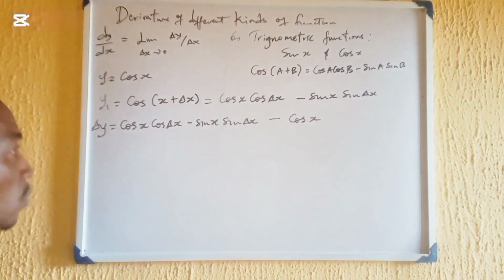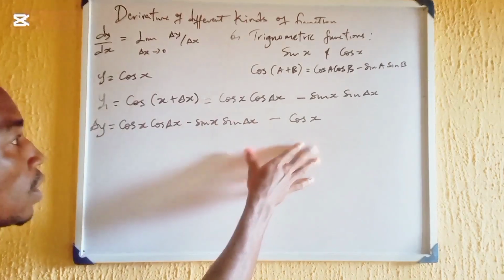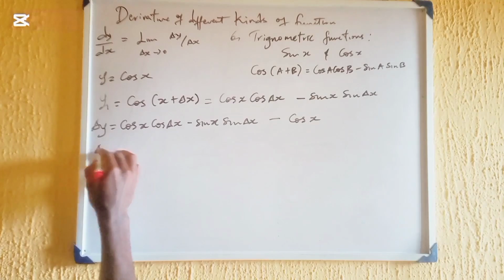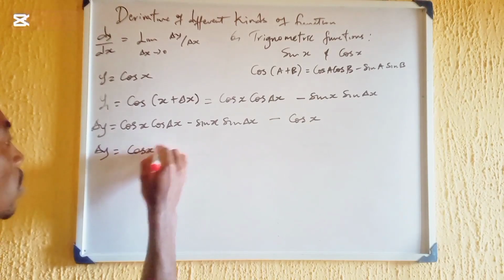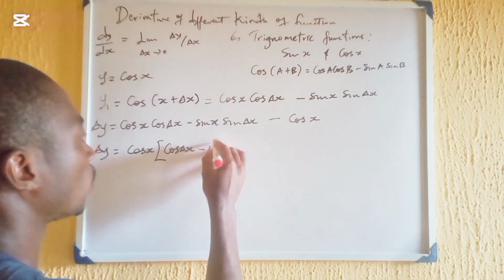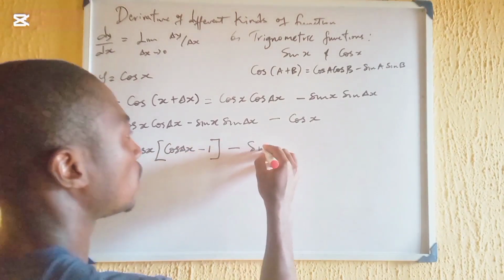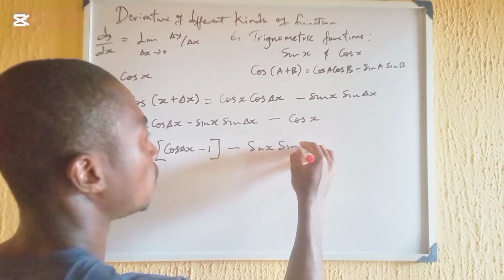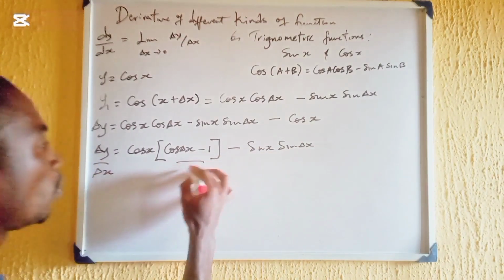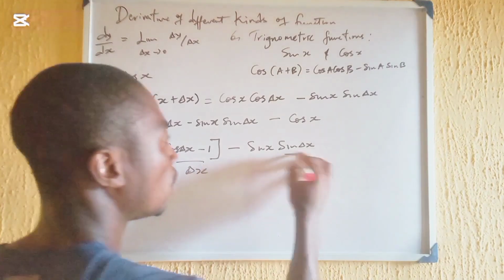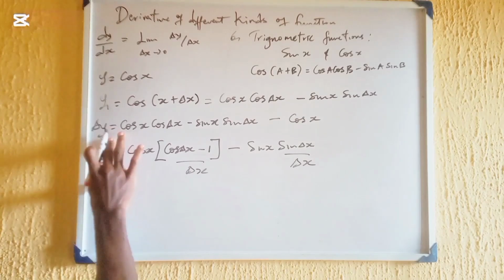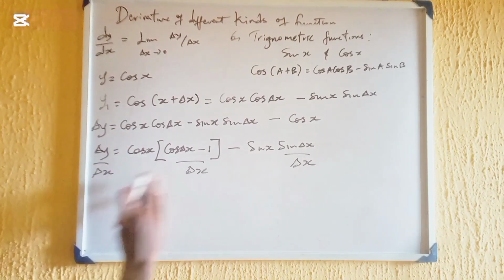So the next thing we do is to factorize. We have cos x here and we have cos x here. So in that case, our change in y is equal to cos x, open your brackets, cos change in x, then we'll be having minus 1 here, then minus sin x sin change in x. Now divide by change in x. Here we'll be having over change in x, and here over change in x. So the next thing to do is to take the limit of change in y over change in x, as change in x tends to 0.